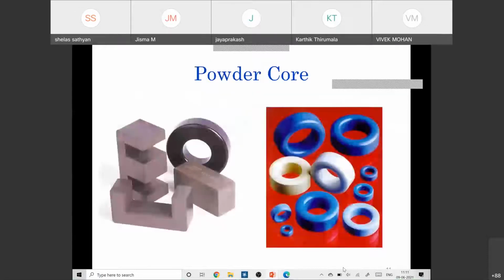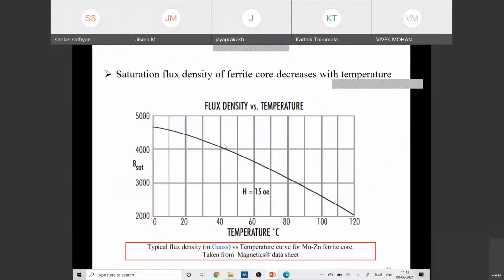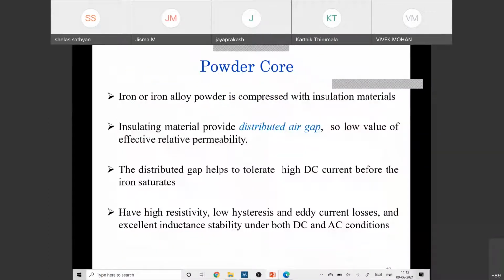If you see the toroidal core, we cannot provide an air gap. If you wanted to provide an air gap, you would have to cut the core, which is quite difficult. So that is the reason that if you are using a toroidal core to make an inductor, at a steady state, if it has a definite DC current, this DC current will make the core saturate. But when it comes to the powdered core, the manufacturers have done wisely.